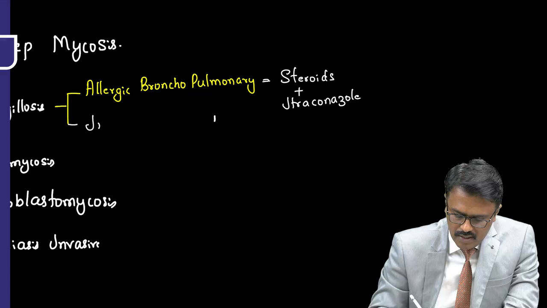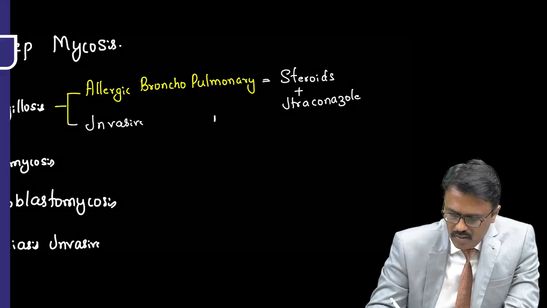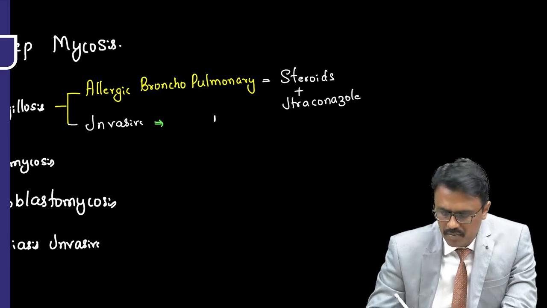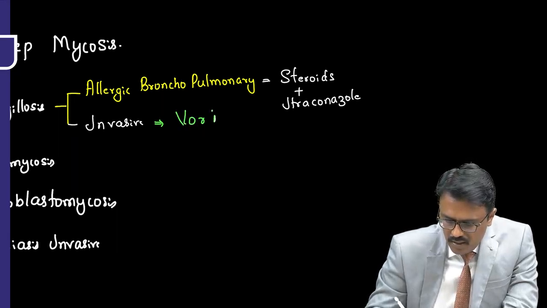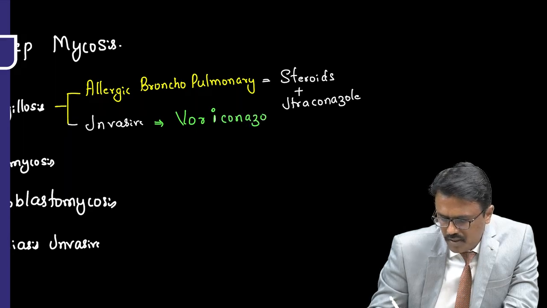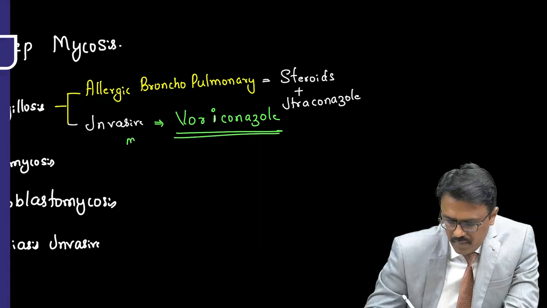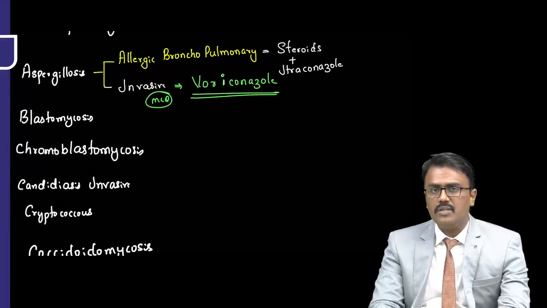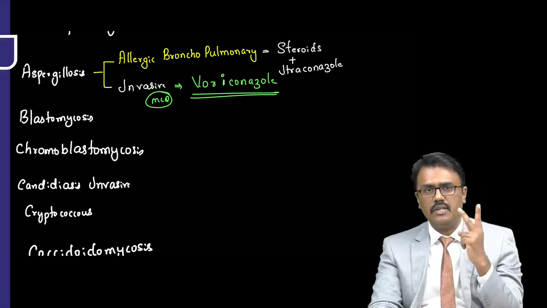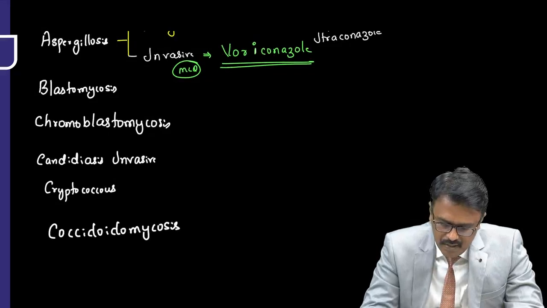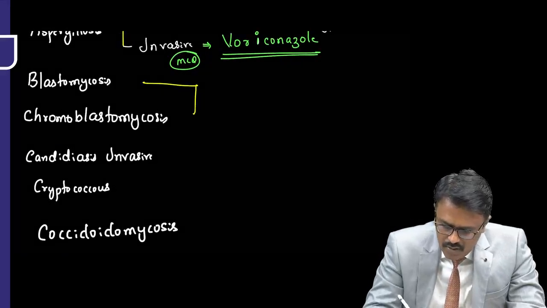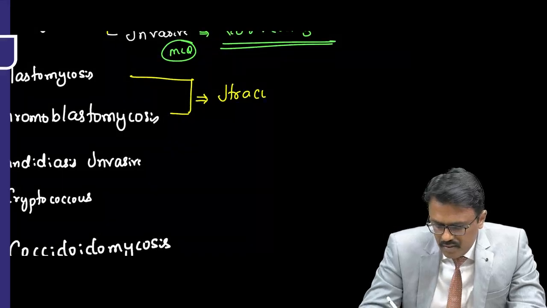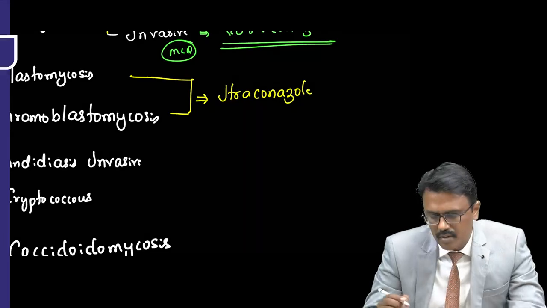So that is the treatment of choice for allergic. The second one is invasive aspergillosis. If it is invasive, then what is the treatment of choice? The treatment of choice for invasive would be voriconazole. So this is very, very important. They keep on asking this question again and again. What is the treatment of choice for invasive aspergillosis? Remember, A, aspergillosis, the treatment is B, voriconazole, that is invasive one. What about blastomycosis and chromoblastomycosis? For both, the drug of choice is itraconazole.